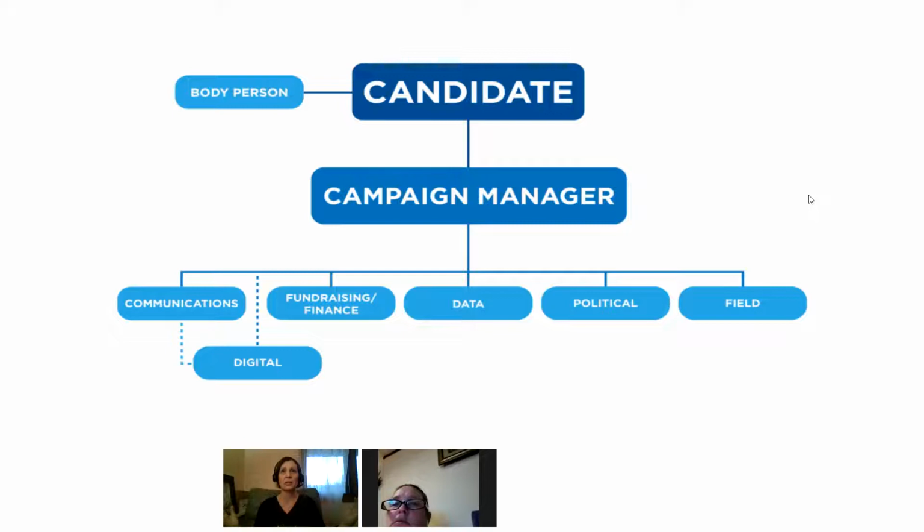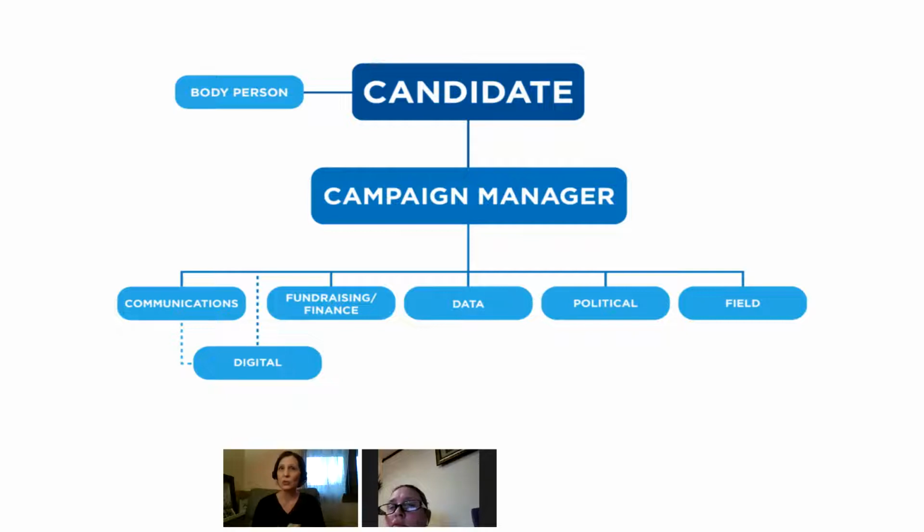Depending on the size of your campaign, there might be further tiers down. There might be smaller subsets. Or if you're on a very tiny campaign, you might have people doing a couple of roles, and that's okay. But you have communications, and I'll tell you that digital is getting ready to break off into its own level. It used to always be under communications. Now it's starting, depending, to be co-equal with fundraising and finance. And fundraising and finance includes your treasurer as well.